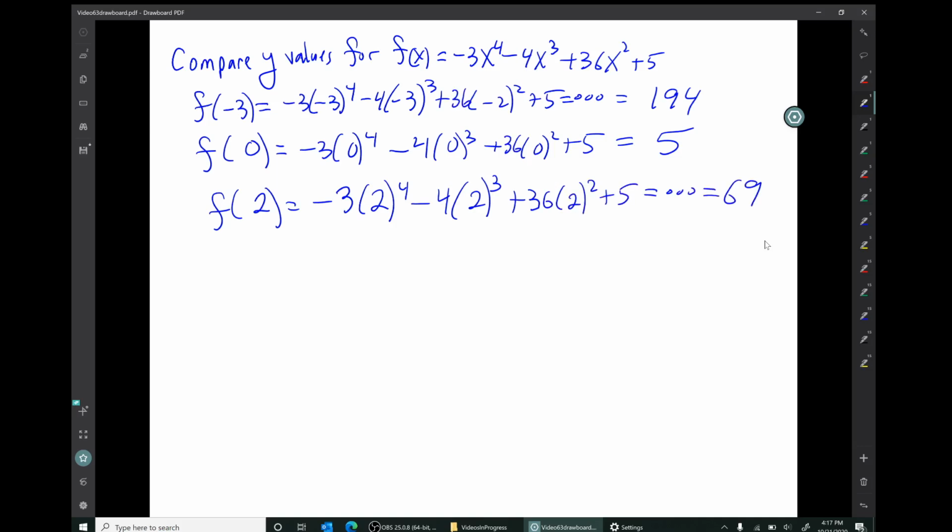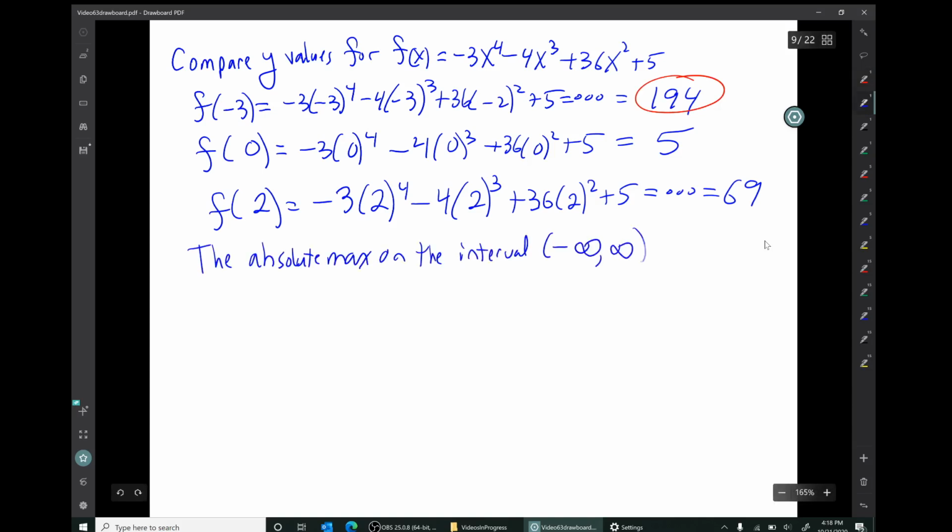So there's our result. Those are the y values at those 3 x values. Now we know that there's going to be a max, so it's going to have to be one of these y values, and that's it. So we see that that is the absolute max. We see the absolute max on this interval is the y value y equals 194, and it occurs at the x value x equals -3. Now it's worth saying again that there is no absolute min on that interval.